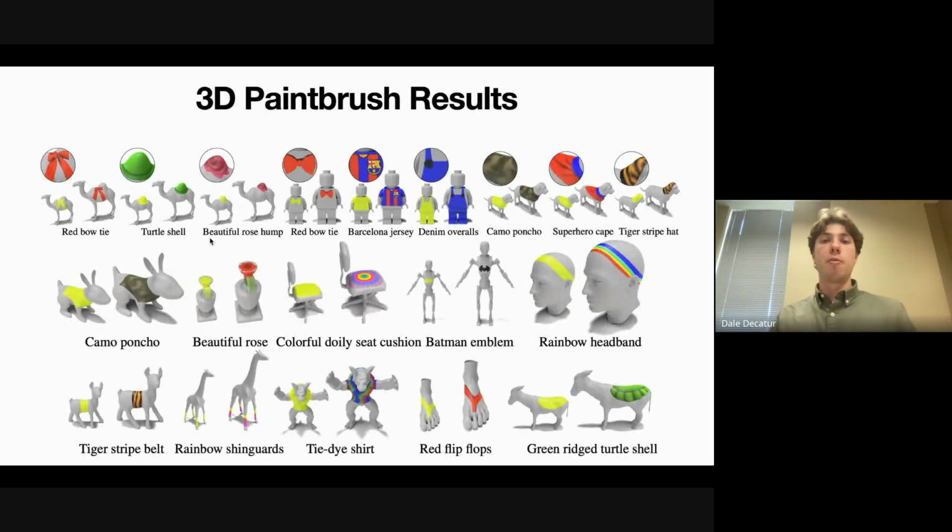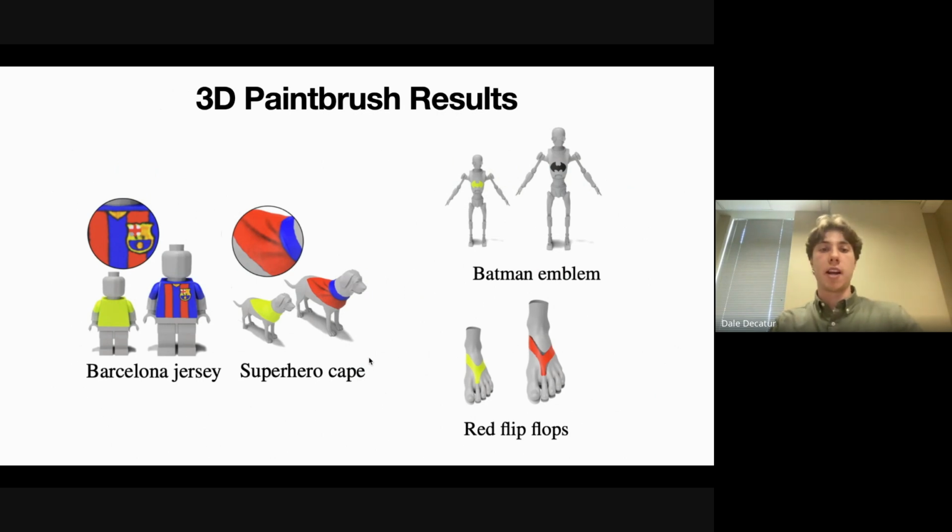So now we can see some of the results of 3D Paintbrush. We can do things like add a bow tie to a camel, or a Barcelona jersey to a Lego minifigure, things like that. All kinds of cool, different, weird local edits. What's nice about this is, because of our CSD, we can get really high resolution results as we just talked about. If you have a Barcelona jersey, you can get high details on the crest, which is very small. And the same thing on this superhero cape for the dog, you can see the actual little wrinkles in the cape, which are nice little details that you otherwise probably wouldn't get.